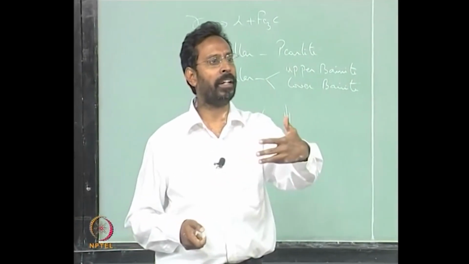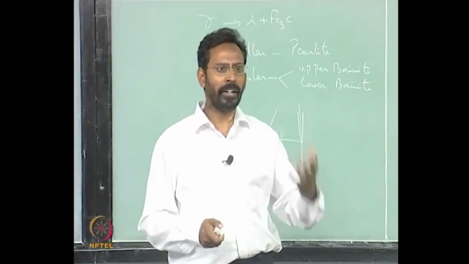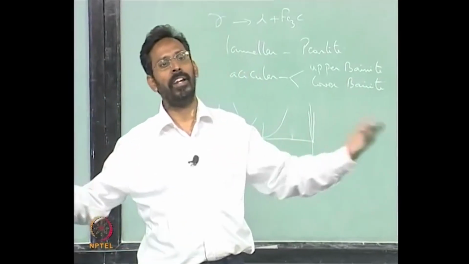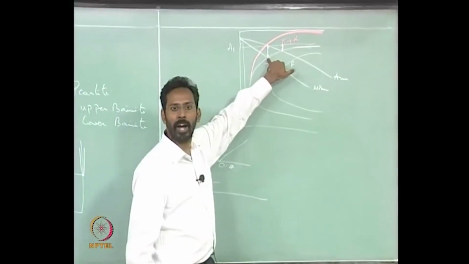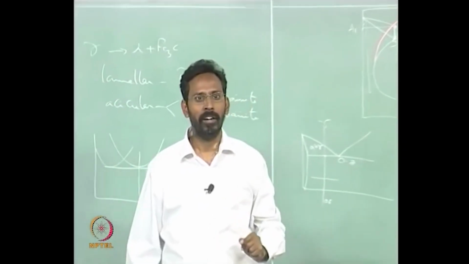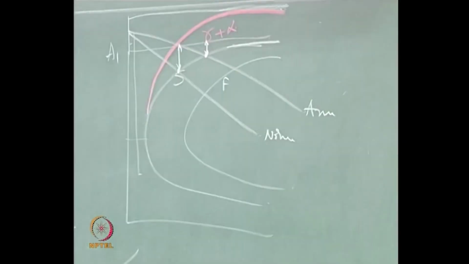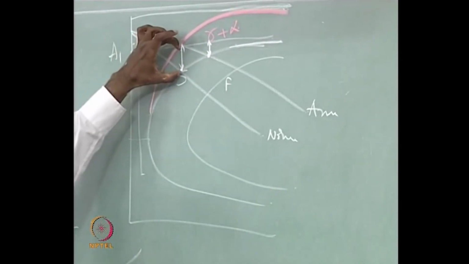If you are not providing that time, the gamma will tend to keep on remaining as gamma until a certain lower temperature where it starts transforming. That is the reason a normalized one will have a higher undercooling. The moment you have a higher undercooling, nucleation kinetics come into the picture. We have discussed this a number of times. When you have a higher undercooling, the activation barrier is smaller because the driving force is larger.